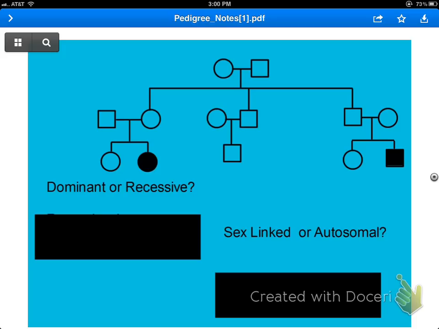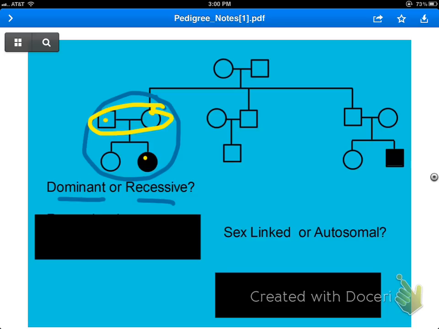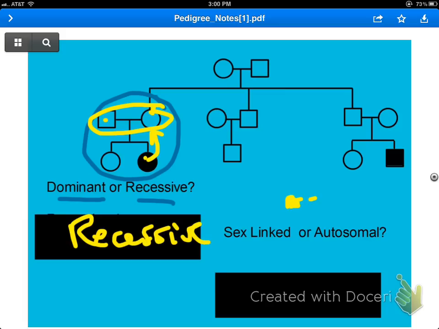So let's look at this particular trait here. Is it dominant or recessive? If you look at this family right here, here is a child who has the trait, and notice that the parents do not. So this would be skipping a generation, because the parents did not have it, but the child did. So this would be considered recessive. Is it sex-linked or autosomal? If you notice the colored in, you have one male colored in and one female, so this is going to be autosomal.